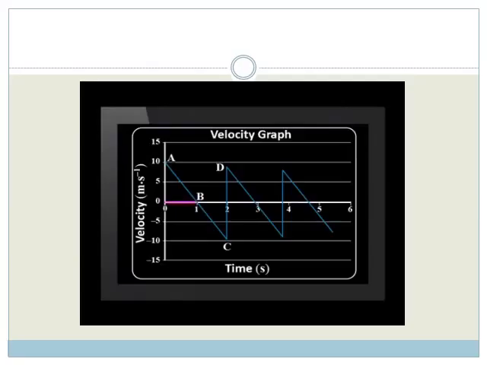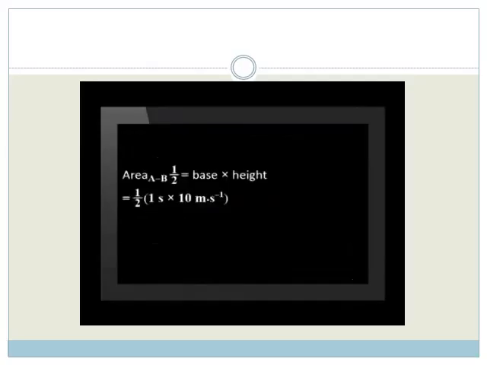Notice that the base of this triangle is 1 second and the height is 10 meters per second. Substituting these values into the equation gives us an answer of 5 meters. This is a positive answer, which means the ball moves 5 meters upwards in this interval.